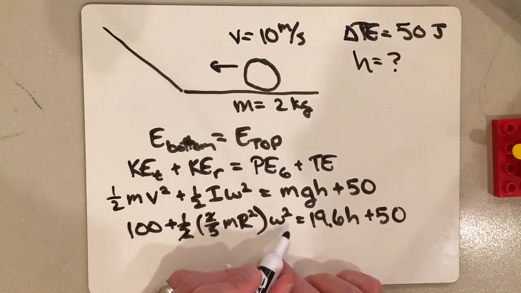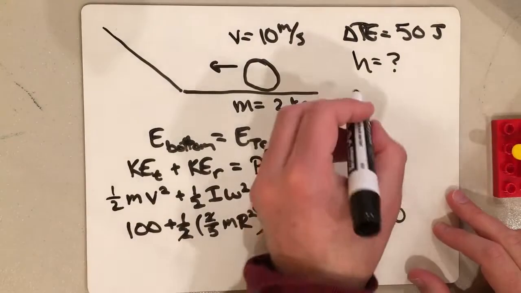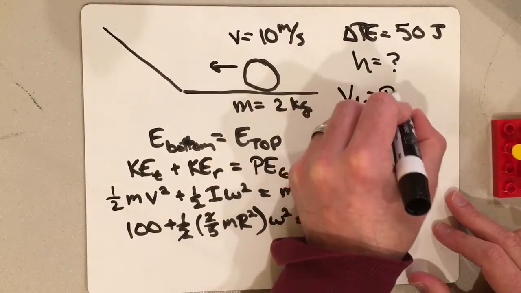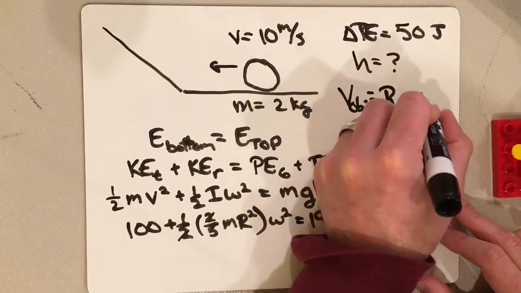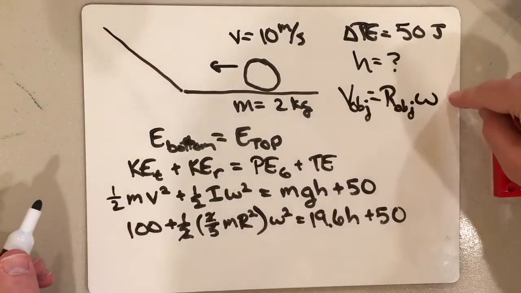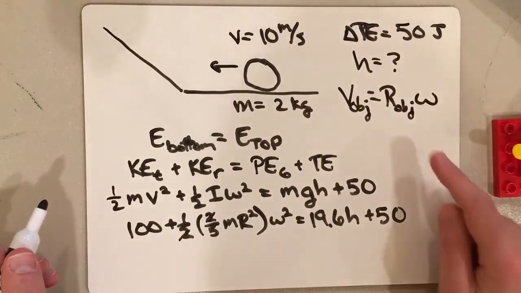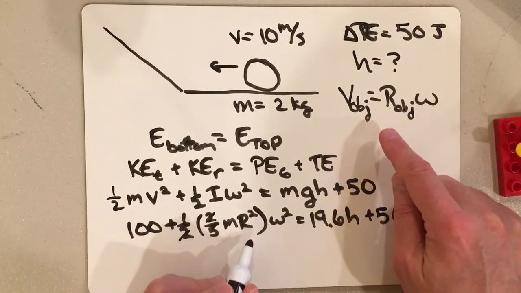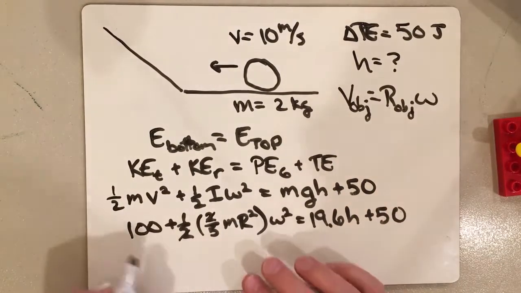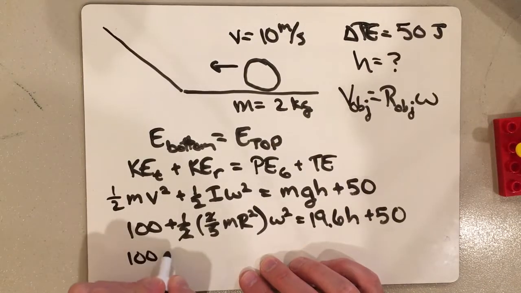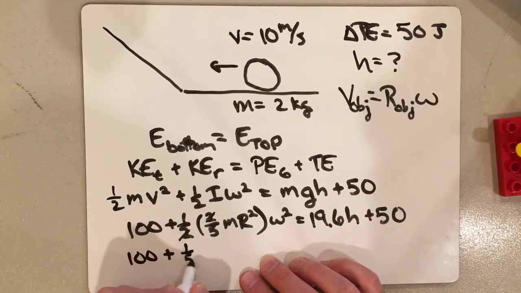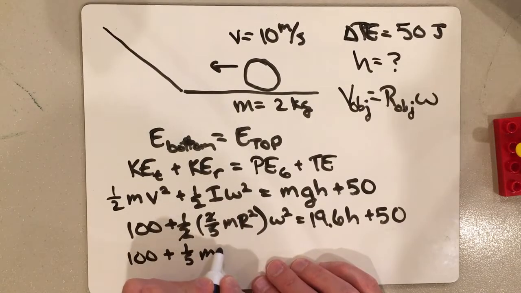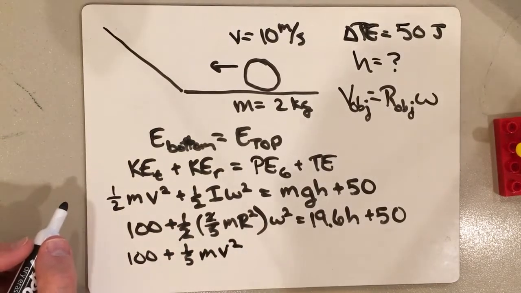Now I don't know the radius, and I don't know omega squared, but we do know the following, that the velocity of an object is equal to the radius of the object times omega. This is the condition for rolling. This ball is rolling, so r omega is going to be the velocity of the object. And since this is r squared omega squared, that's going to be v squared. This is going to become 100 plus 1/5, and then I've got my mass. Write this down, and this is 1/5 m v squared.